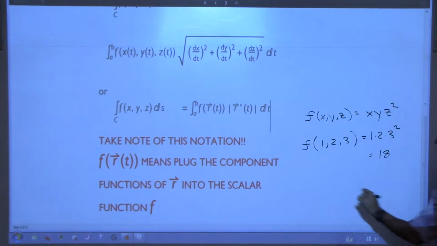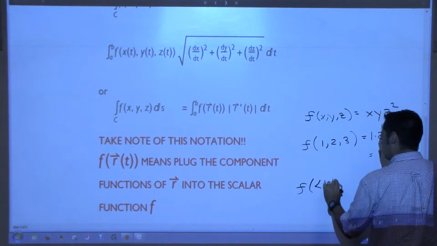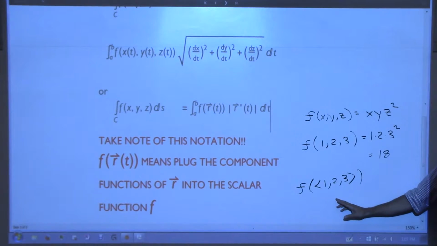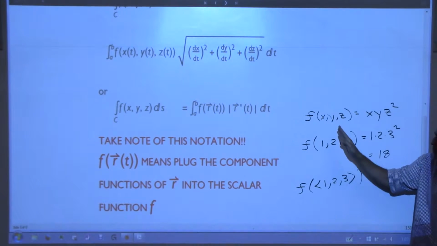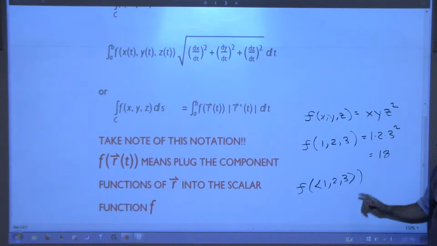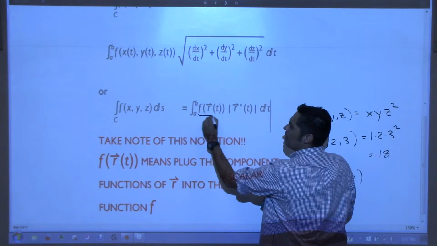But what if I said plug in the vector 1, 2, 3? Do you see how that's kind of strange to say that? Because normally we just want to plug in a number, 1 and then 2 and then 3. But I'm asking you to plug in a vector. And that's what I'm doing here, right?